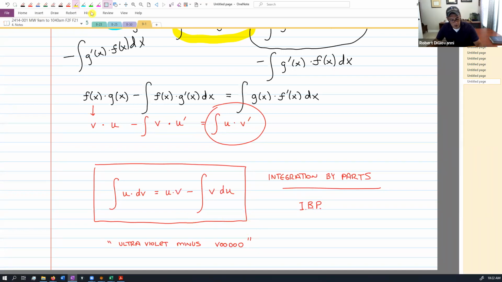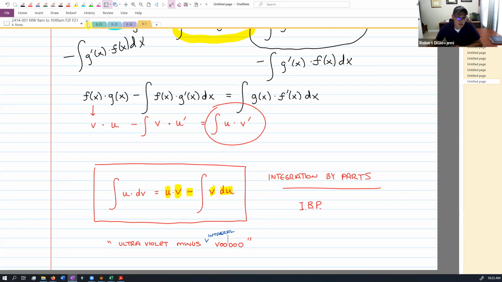Let's read the right-hand side. Ultraviolet minus voodoo. Now you need to remember that there's an integral sign here. That's not in this, but if you wanted to, you could add this in here. Minus integral voodoo. All right, there it is.